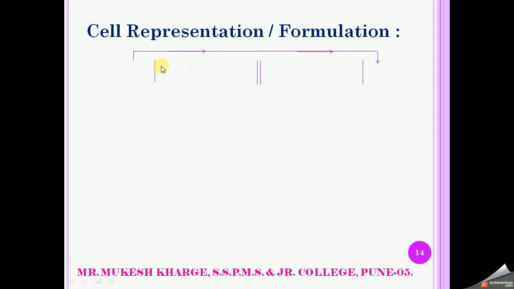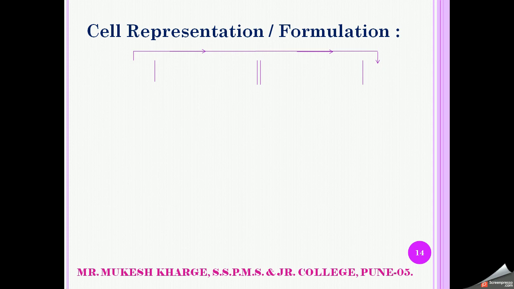Then a single vertical line between two phases indicates a phase boundary and direct contact between them. A double vertical line between two solutions indicates that they are connected by a salt bridge. And additional information such as concentration of solution and gas pressure are also mentioned.